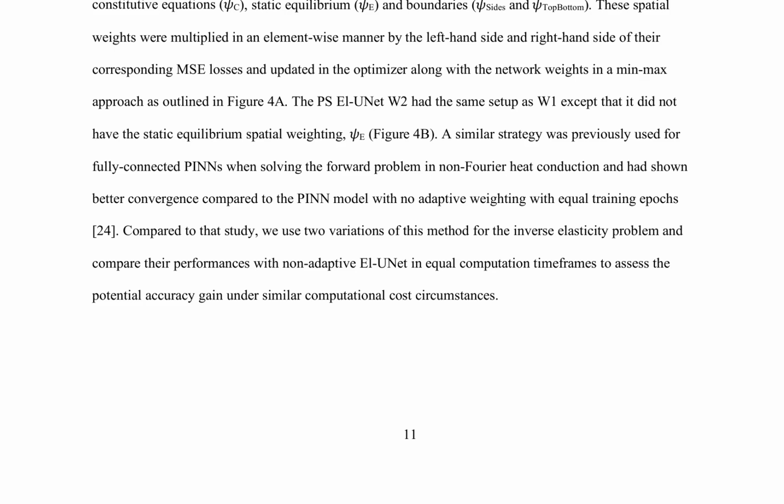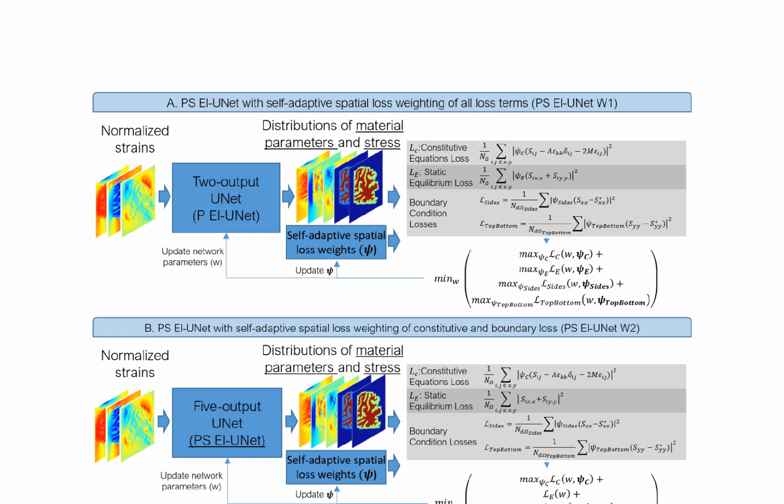To further enhance the performance of the El-UNet model, 2 self-adaptive spatial weighting methods were introduced, PSEL-UNet W1 and PSEL-UNet W2. These methods involve creating trainable weight fields that adapt during training to emphasize regions with higher errors in the loss functions. In PSEL-UNet W1, spatial weights are applied to all loss terms, including constitutive equations, static equilibrium, and boundary conditions. In contrast, PSEL-UNet W2 does not apply weighting to the static equilibrium loss term.